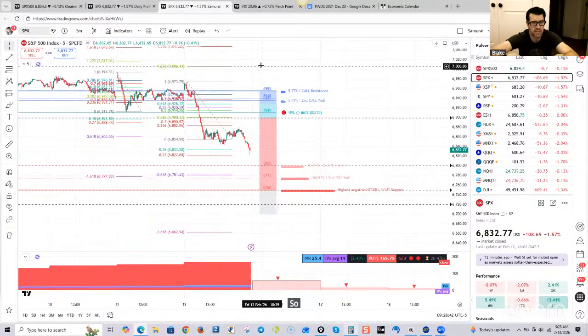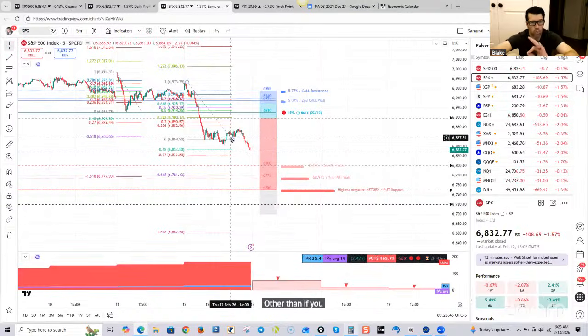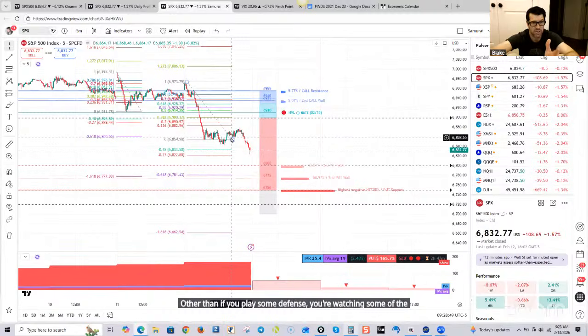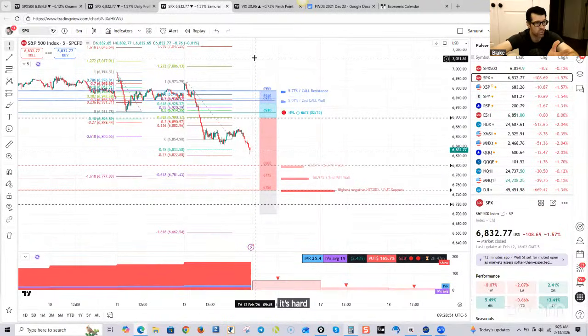So on those days, it's difficult to do anything other than play some defense, washing some of the risk. That's probably the best you can do. It's hard to get it all back in one trade, but if you can reduce the risk, you can recover faster.